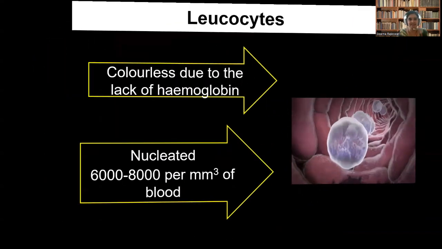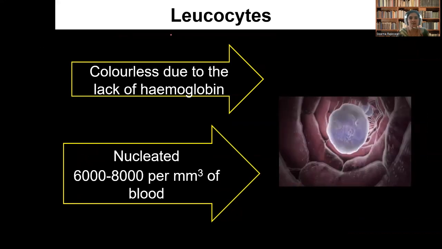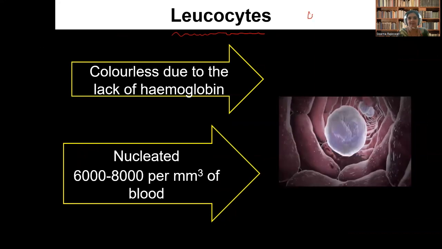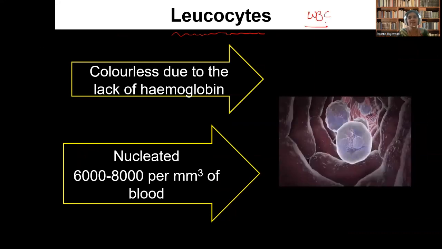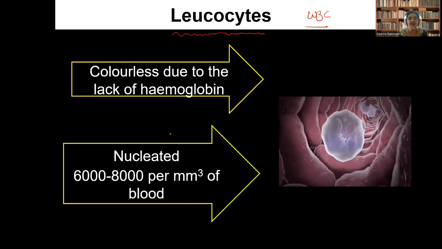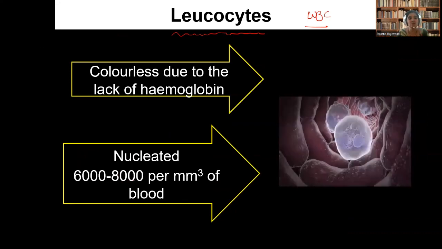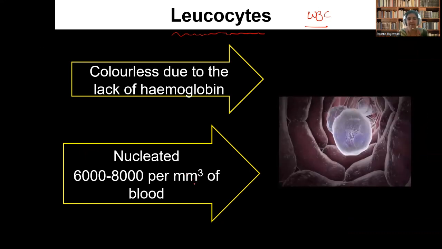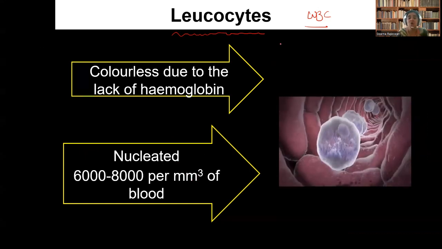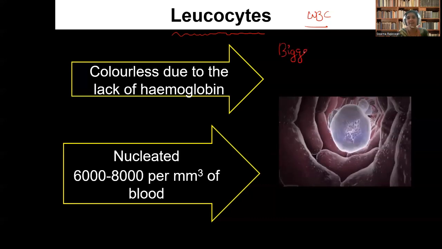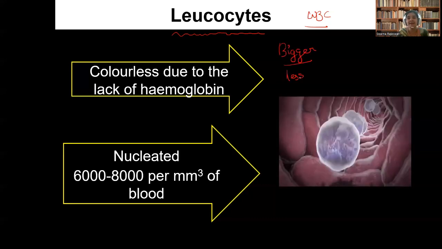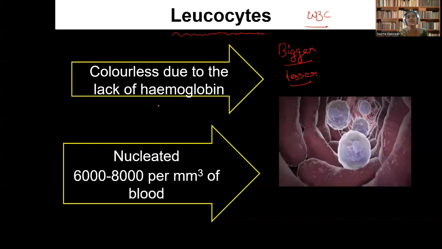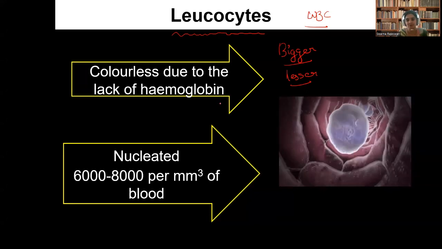So now coming to the next type of cells, that is leukocytes. Leukocytes are WBCs, that is white blood corpuscles, and the number of leukocytes is about 6,000 to 8,000 per cubic mm of the blood. Leukocytes are bigger in size when compared to RBC, but lesser in number. And they are colorless because they don't contain the pigment hemoglobin.